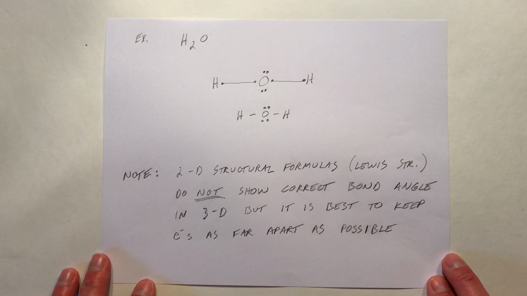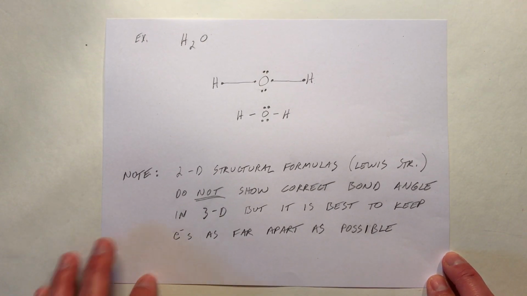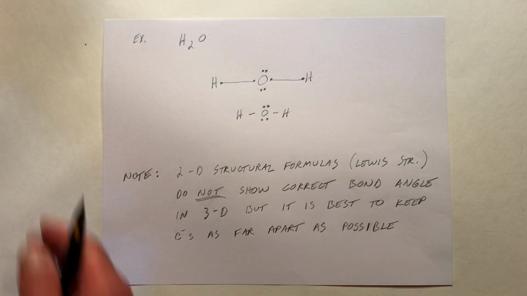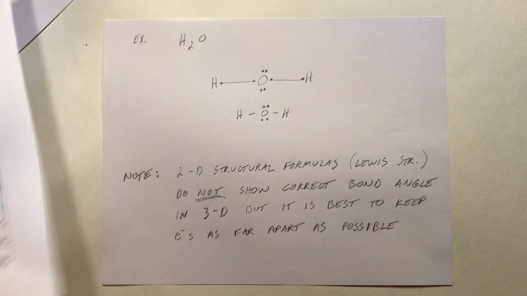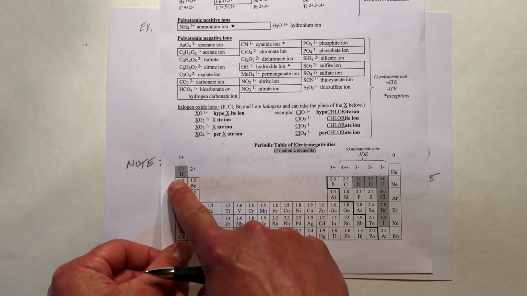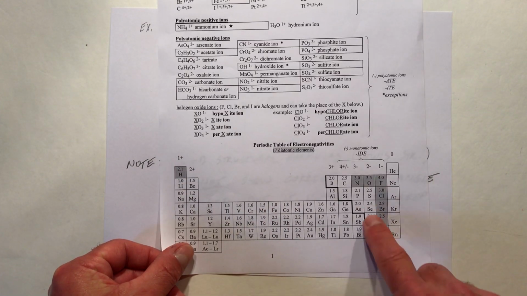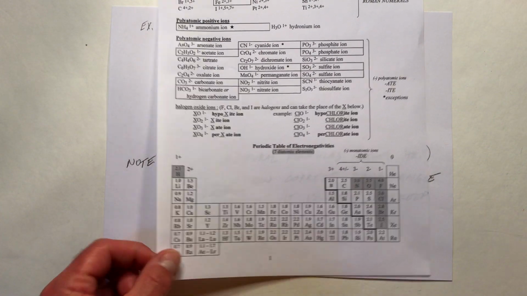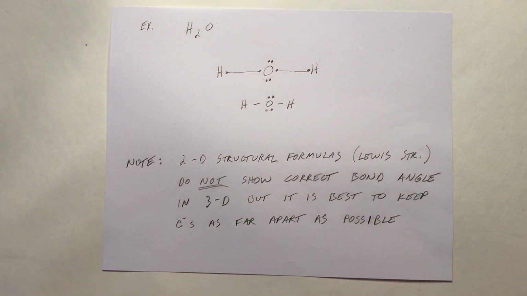So let's take a look at some examples. Consider H2O. We're going to put the oxygen in the center. Well, first of all, we should consider, how do we determine how many dots there are? Well, oxygen is in the column where there are 6 valence electrons: 1, 2, 3, 4, 5, 6. So oxygen gets 6 dots, and hydrogen gets 1 dot. We're always going to be looking at the periodic table to determine the number of dots.